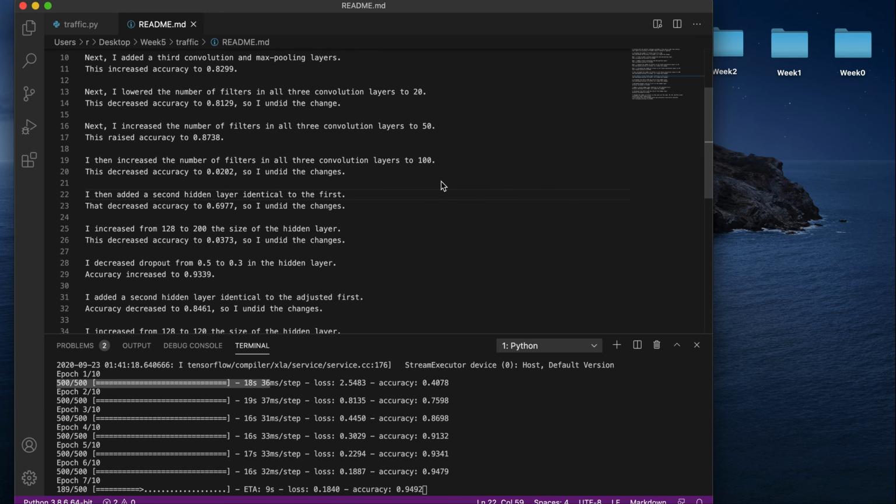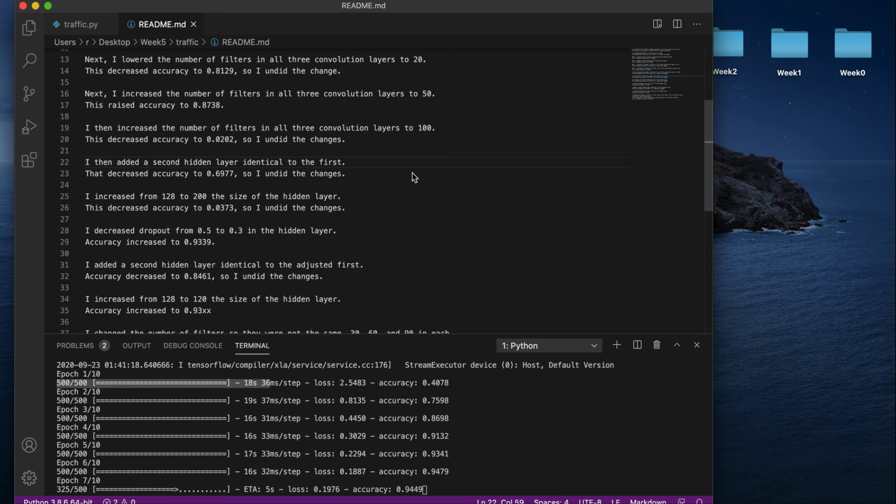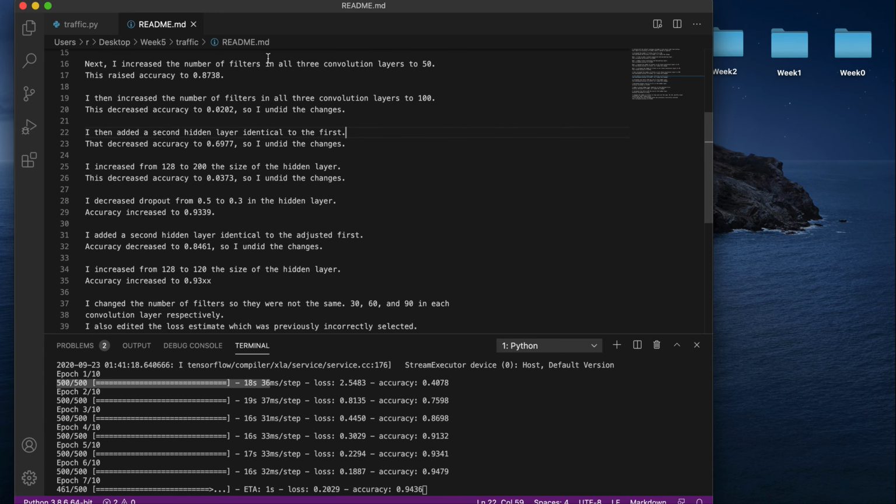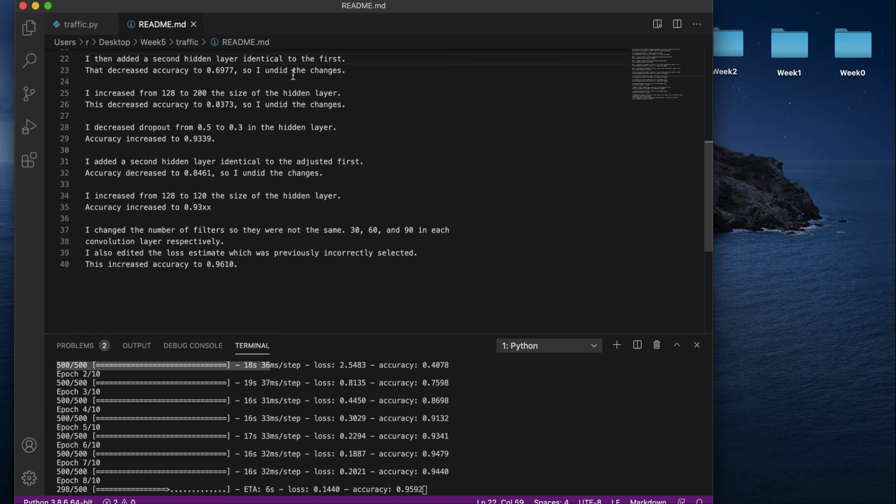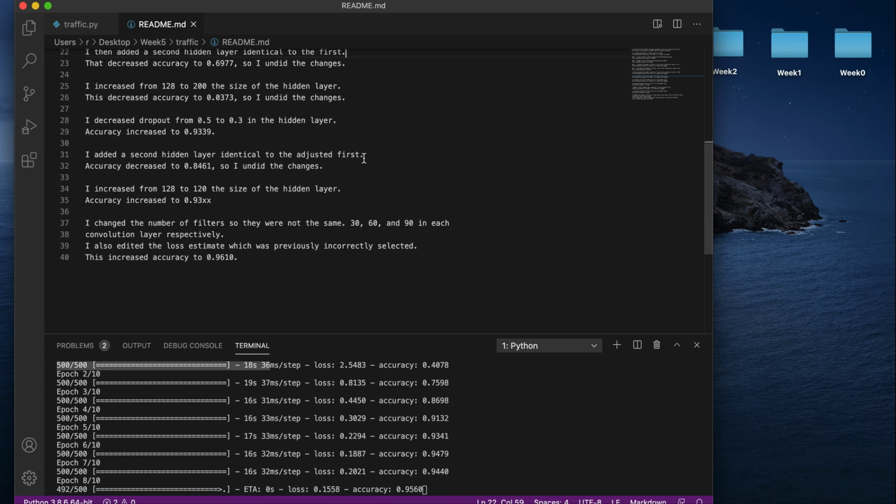And then I tried lowering the filters. That didn't work. Then I tried raising them a bit, the number of filters, and that worked. I raised it to 87% accuracy. Then I raised it again, but that really decreased the accuracy. So I undid that change. And then I tried adding a second hidden layer. That didn't work. I tried increasing the size of the hidden layer.